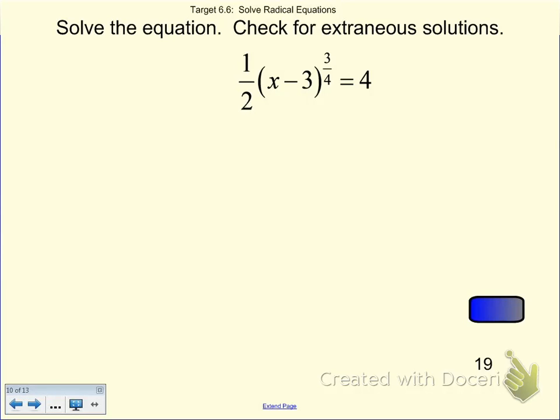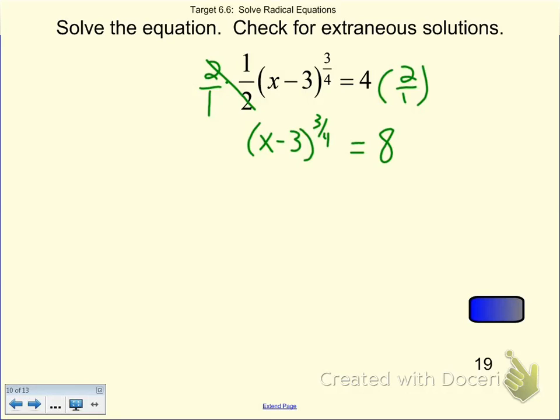If not, we want to get rid of this 1/2. It's being multiplied by 1/2, so we want to multiply by the reciprocal of that 1/2, which is 2 over 1. Left-hand side, they cancel out. We're left with the quantity x minus 3 to the 3/4 power equals 4 times 2, which is 8.